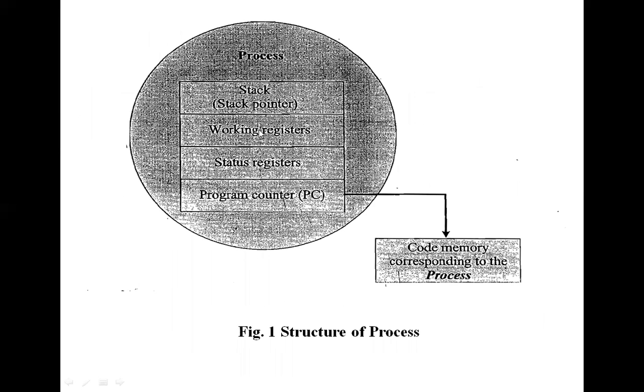The structure of the process, as we have already discussed: a process contains a stack, working registers, status registers, program counters, and code memory corresponding to the process. This is the basic structure of a process.